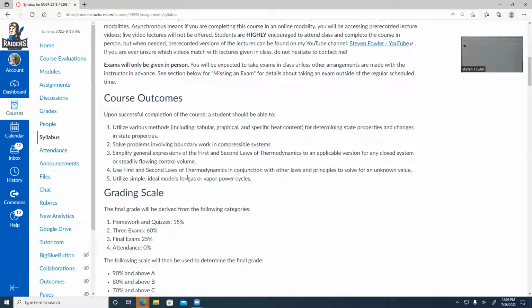And if you read through those course outcomes and any of that is like, Steve, I don't know what the heck that's saying, that's kind of a problem, because it's basically, you can read, upon successful completion of the course, students should be able to. And so if you're taking a comprehensive final, you should be able to do all those things.